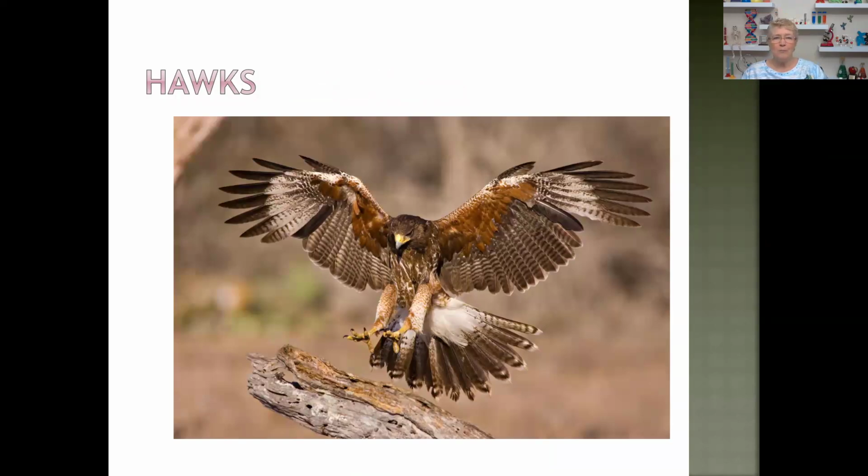Hawks have pretty sharp talons. You can see them right here, sharp talons. They have a curved bill and very muscular legs. They use that sharp bill for tearing and biting their prey. They're what's called an opportunistic feeder. Anybody know what opportunistic means? What is an opportunistic feeder?